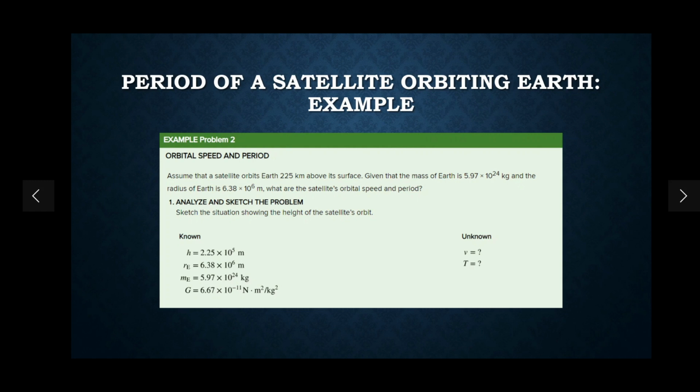Orbital speed and period. Assume that a satellite orbits Earth 225 kilometers above its surface. Given that the mass of the Earth is 5.97 times 10 to the power of 24 kilograms and the radius is 6.38 times 10 to the power of 6, what are the satellite's orbital speed and period? Using the given values, let's solve.